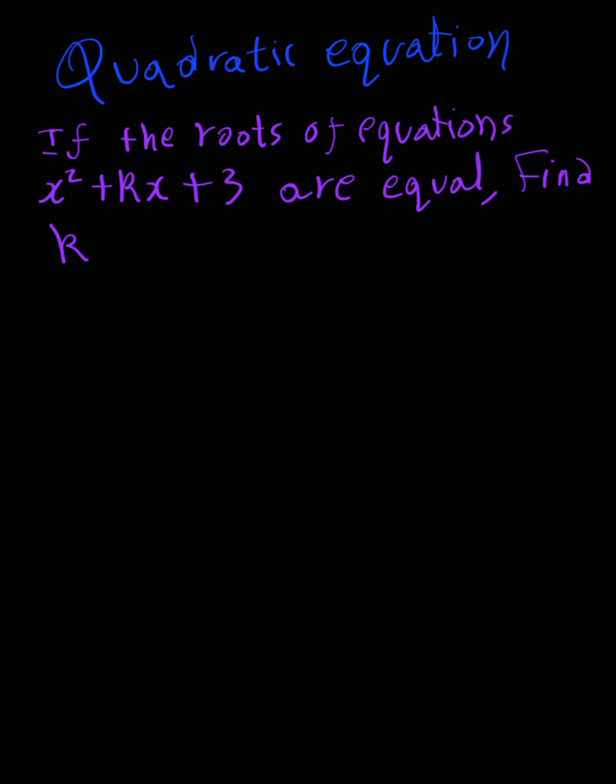Now take a look at this question. I want you to pause the video and attempt this by yourself. I will be going ahead. The question is asking us to find the value of k. What we are given is that the roots are equal. When the roots are equal, that means the discriminant is equal to 0. So this would mean that k square minus 4 times 1 times 3 is equal to 0.